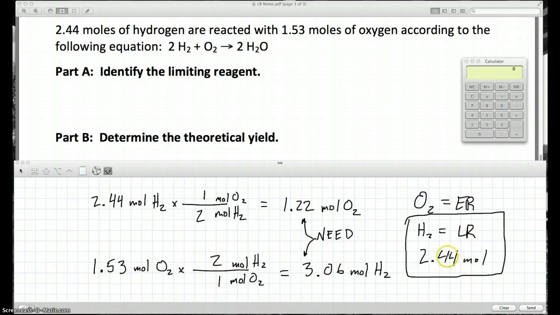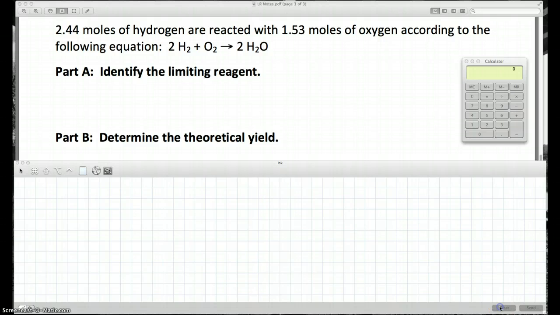And the reason I say circle it is because once you figure out that hydrogen is your limiting reagent, 2.44 becomes your starting number for any other calculations. So remember, by definition, the limiting reagent controls everything. Once we run out of the limiting reagent, the reaction stops and doesn't continue. So that's the most important number from here on out. Once you find out what the limiting reagent is, that becomes your starting number for any other calculations.